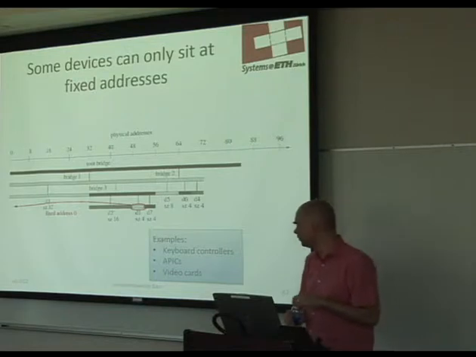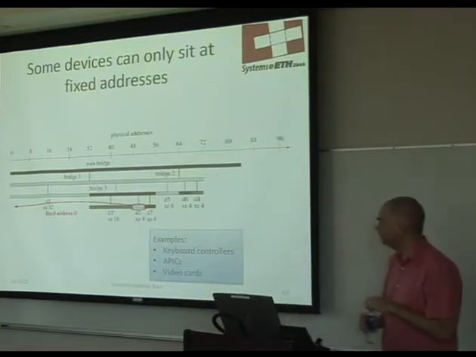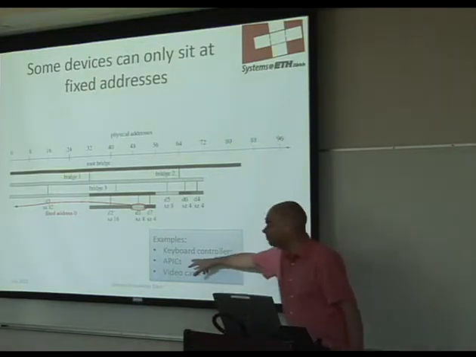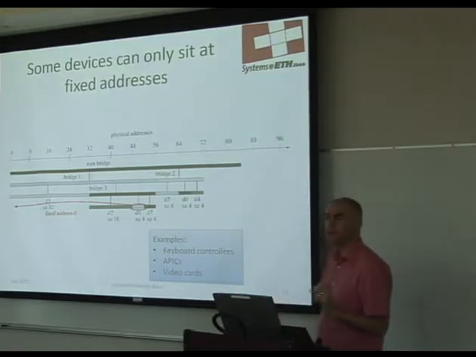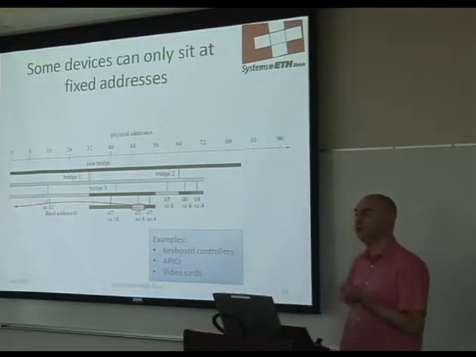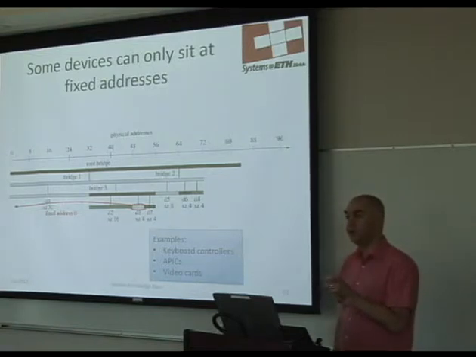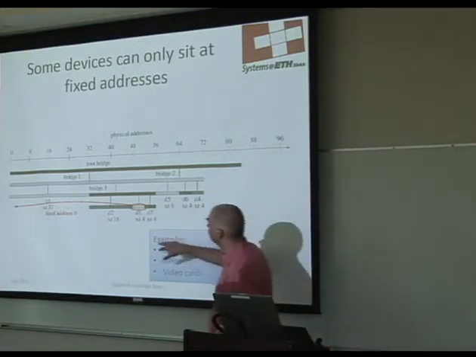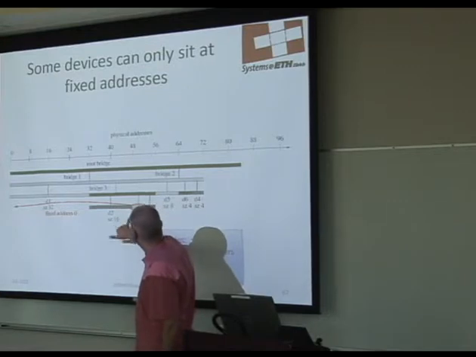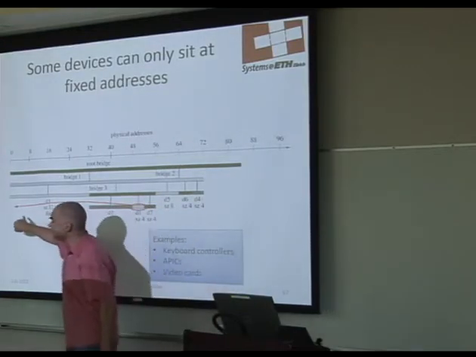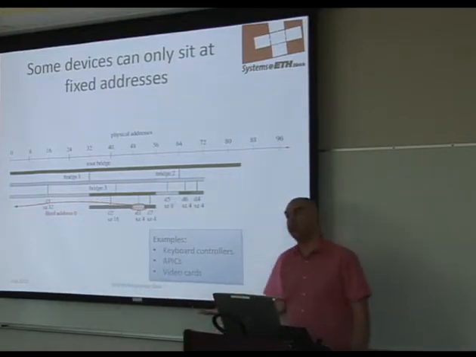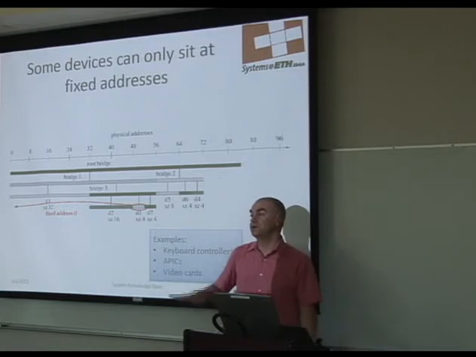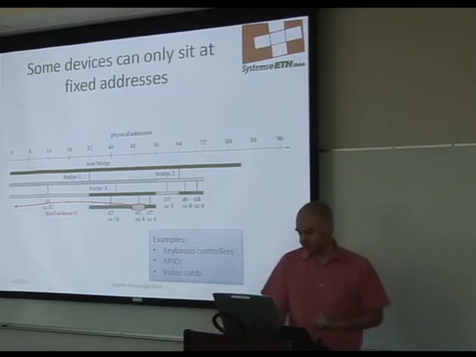Keyboard controllers, video cards that use BIOS emulation, in particular the APIC, the interrupt controllers often can only sit at particular addresses. They're hardwired to sit at a particular physical address, which means that you have to program all the bridges to make sure that something actually sits at this address. So, for example, this device here might be an APIC. It has to sit at address zero, because otherwise it's not going to work. And there's so much other stuff in the platform that assumes that the APIC is at that particular address.